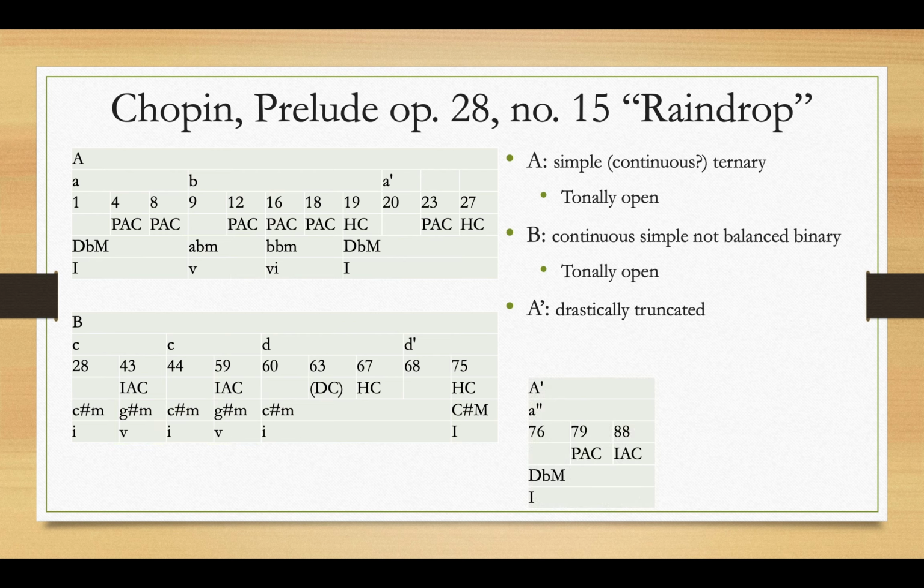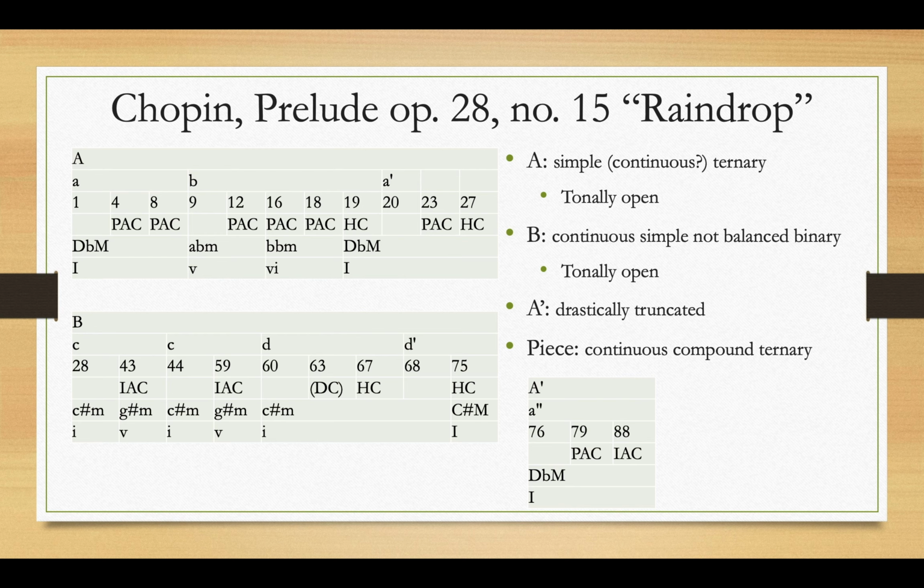The A prime in this particular piece is drastically truncated. So as opposed to recapitulating all of that original A section, Chopin elects to bring back just a small segment from this that's been reworked. And this A prime section is not in a ternary or a binary form. And specifically, it reworks that small A theme from the opening.